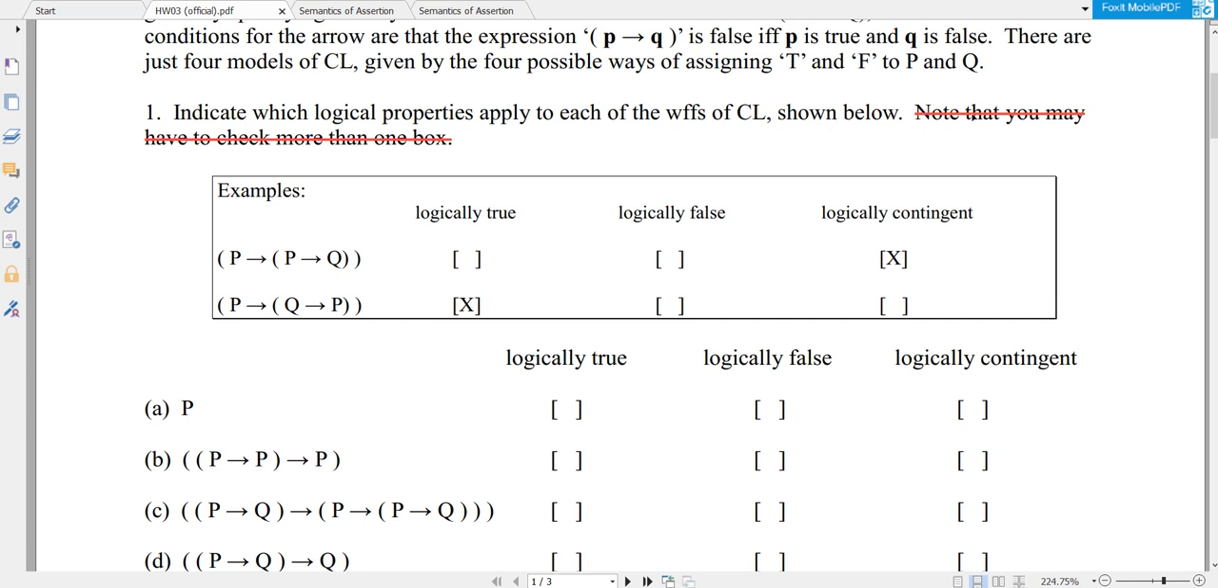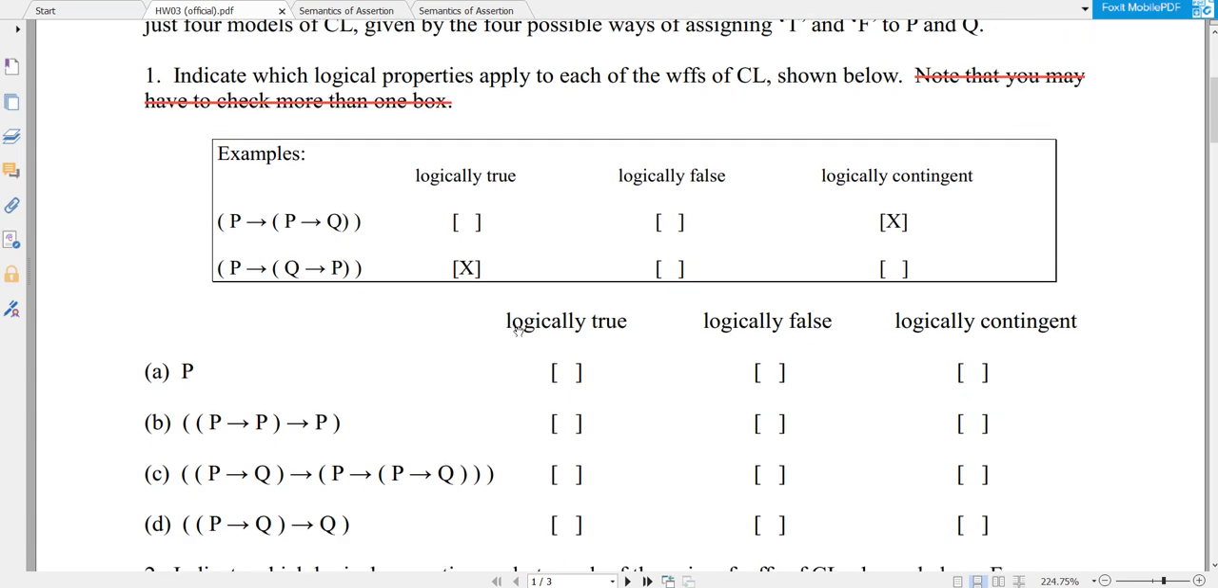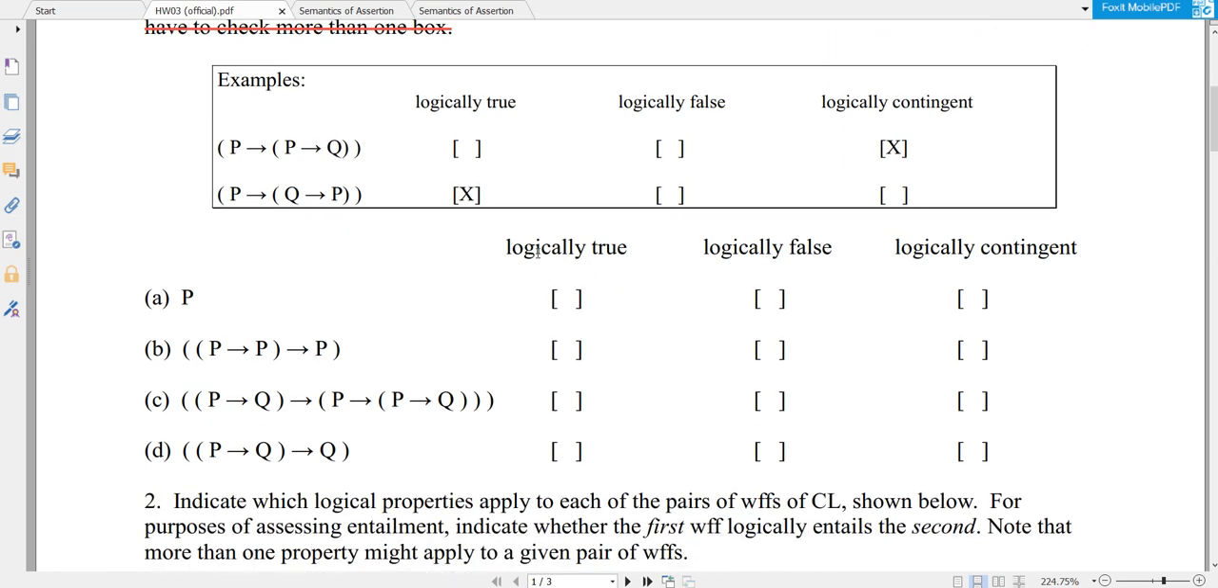Also note this, you do not have to check more than one on these questions. These are mutually exclusive. And a little tip, logically false is simply not an option at all in CL. It just doesn't have enough expressive power. There's no negations, so we can't express anything false. So you're going to be deciding on whether or not stuff is logically true or logically contingent.